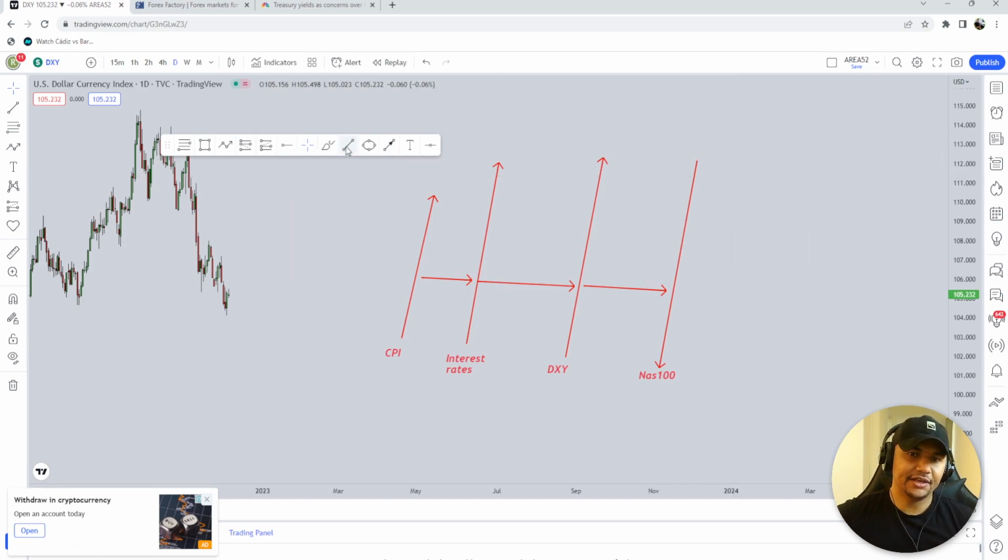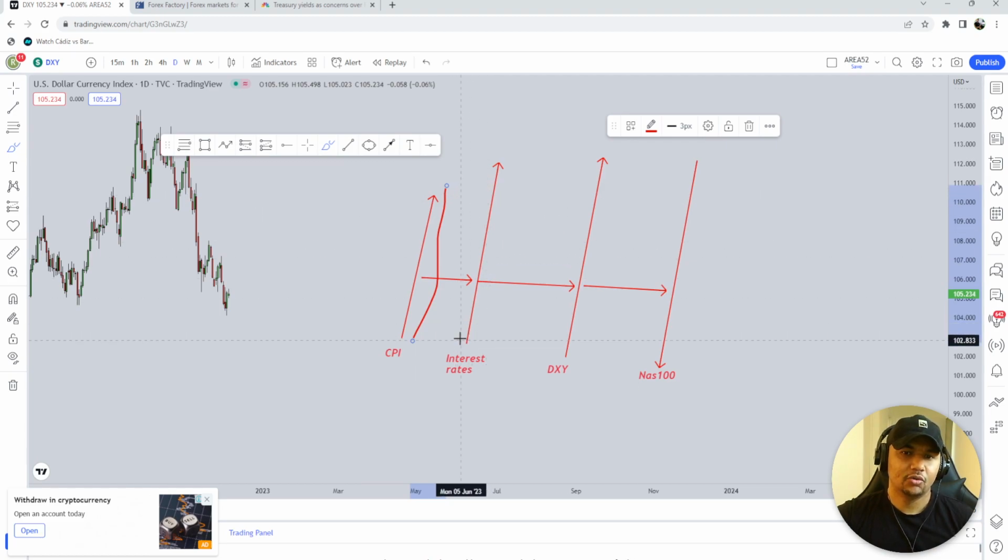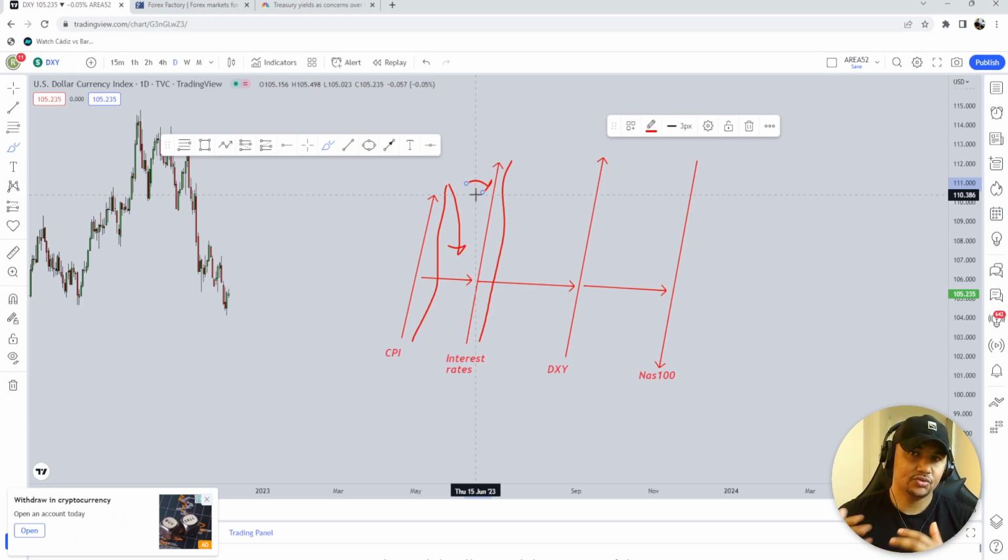So the Feds come in and say, wow, you guys are spending way too much, right? What do we do? We hike interest rates so that you don't have to spend that much. Why? Because now all of your money goes to your mortgage, your home loans, your car loans, because all of this has got interest rate attached to it. So, how does that increase the value of the dollar index?